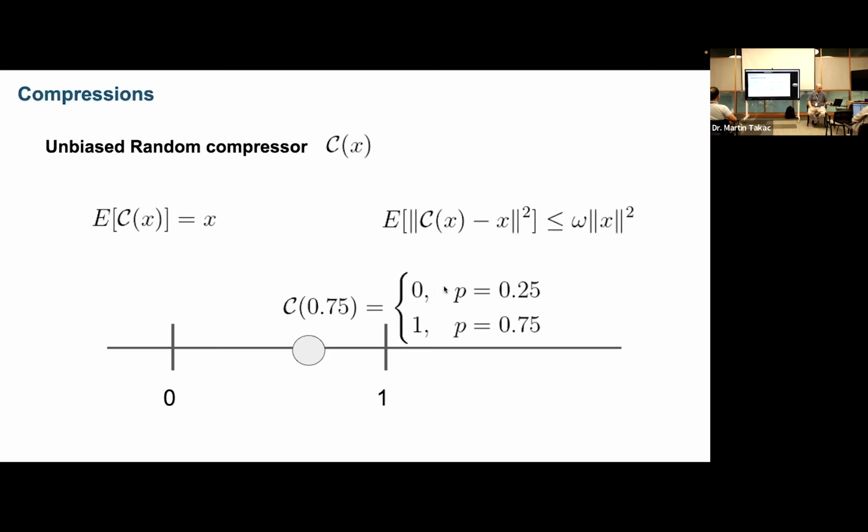Which is pretty nice. But the most important thing, besides the expected value, is the variance or second moment. We can show that there is some constant omega, for different compressors, such that the variance is bounded by the size of the input. This all makes sense because, as I said, you take the vector x, divide by the L infinity norm, and so on.